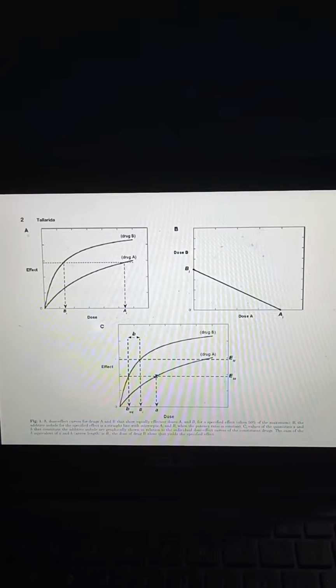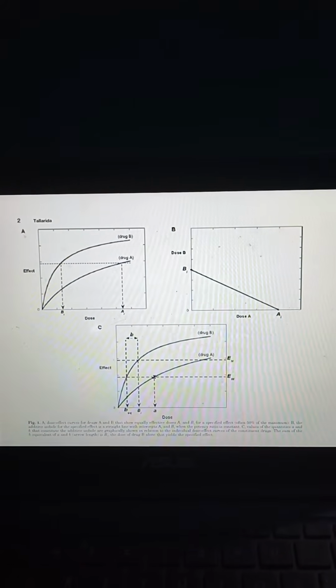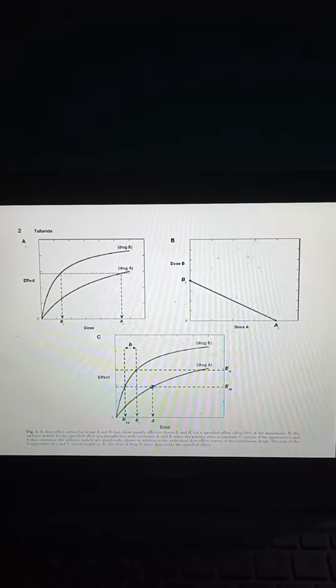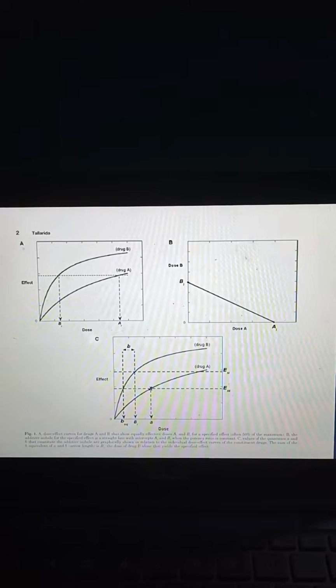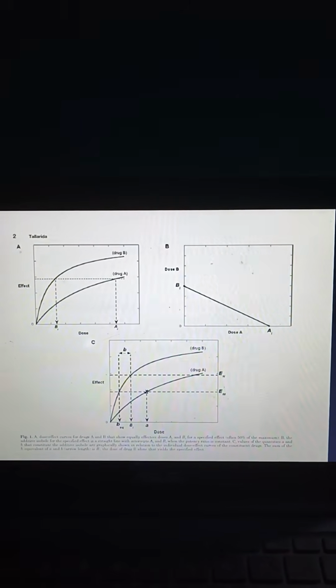So these are the graphs given by Tallarida, and you can go through the articles or books to learn more about these graphs.